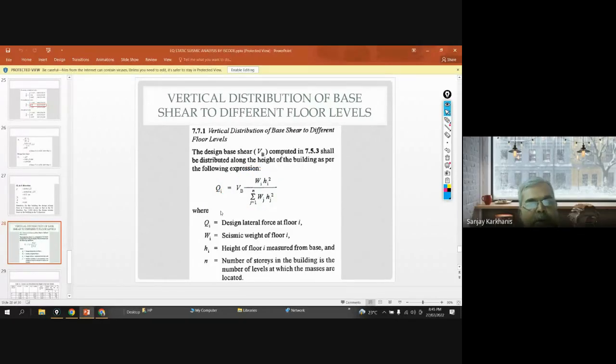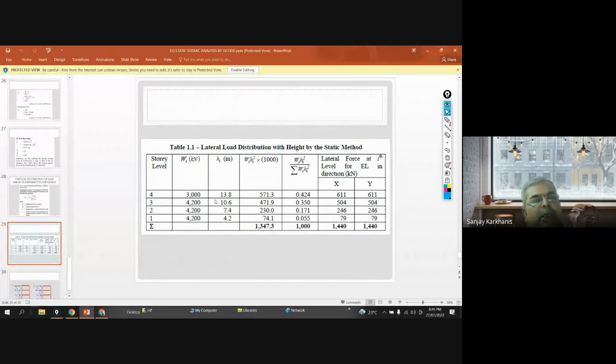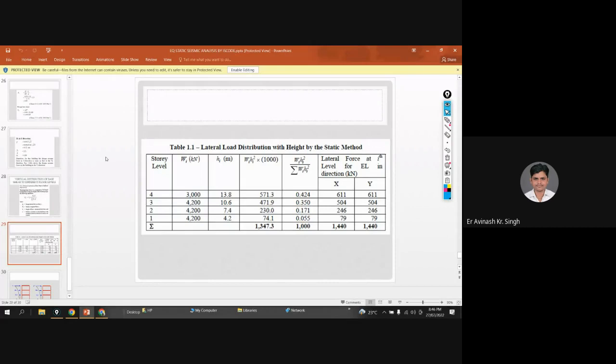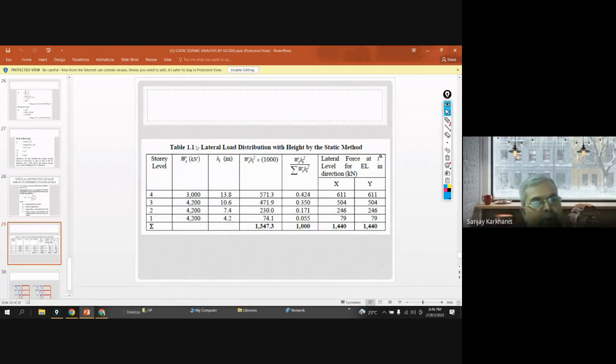अब कुछ नहीं, अब यही सिस्टमैटिक वे से करना है, तो that has been provided over here. So lateral load distribution with height by static method. So here what I am putting story level. So 1, 2, 3, 4. Why only 4? Because in our case we have considered 4 different floors, and then seismic weight of every floor. So story number 1 or floor number 1 is 4,200, 4,200, 4,000, and this is a terrace or roof which is 3,000. Clear? Yes, sir.